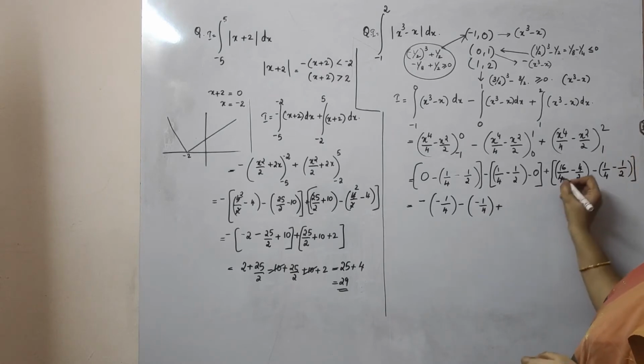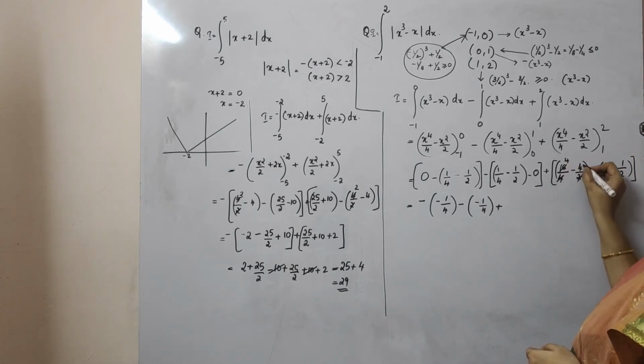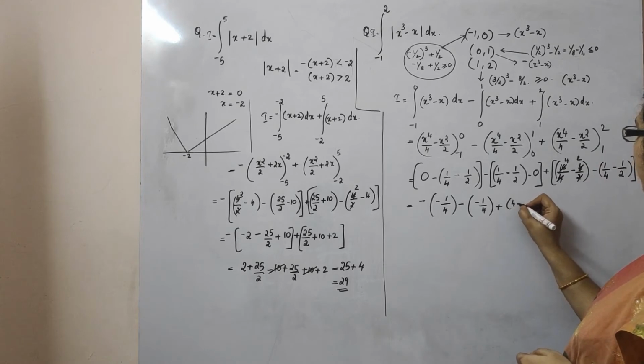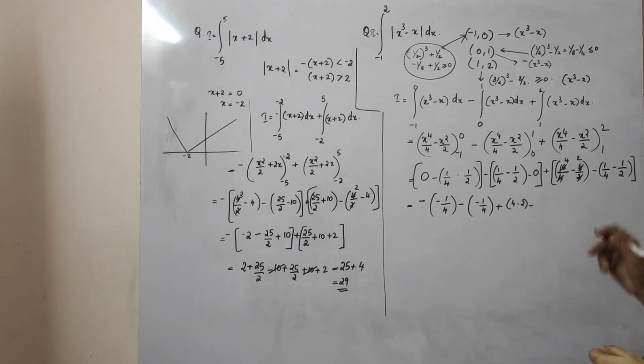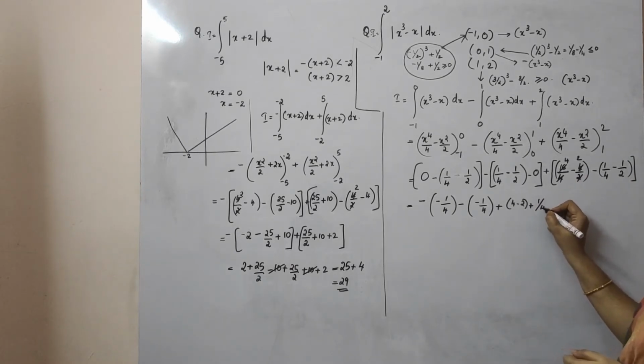Fine. Plus 6 goes here 4 times. 4 goes here 2 times. That is 4 minus 2 minus. Again 1 by 4 minus 1 by 2. That is minus of 1 by 4. So plus 1 by 4.